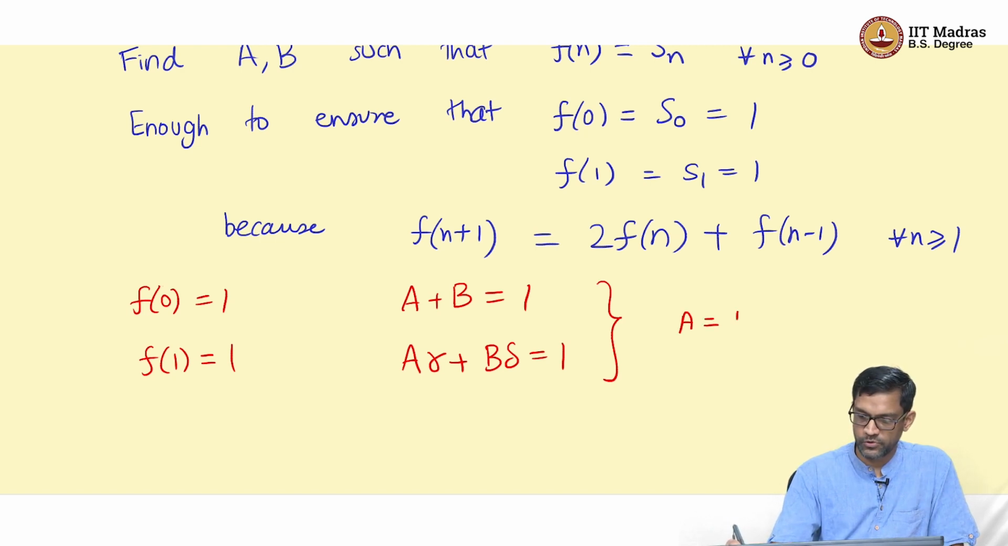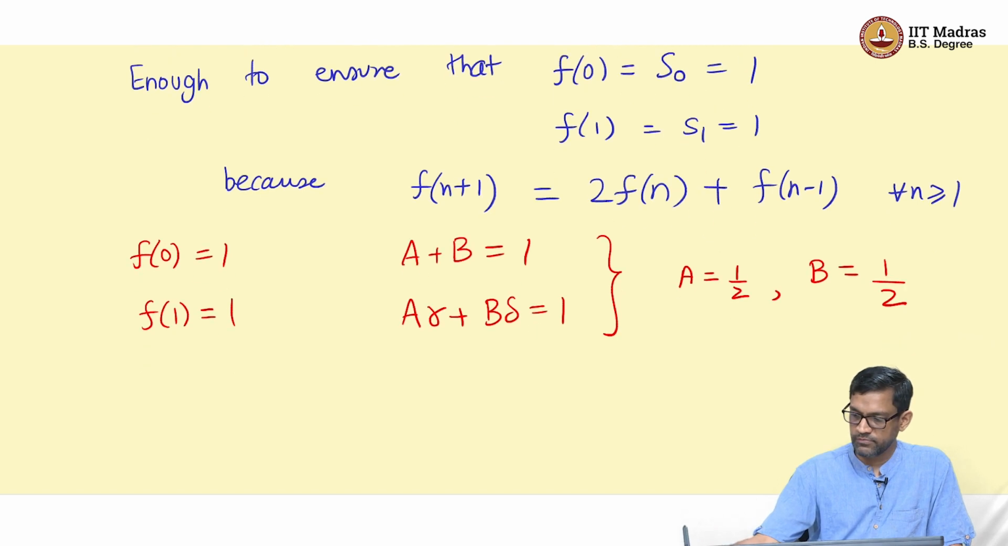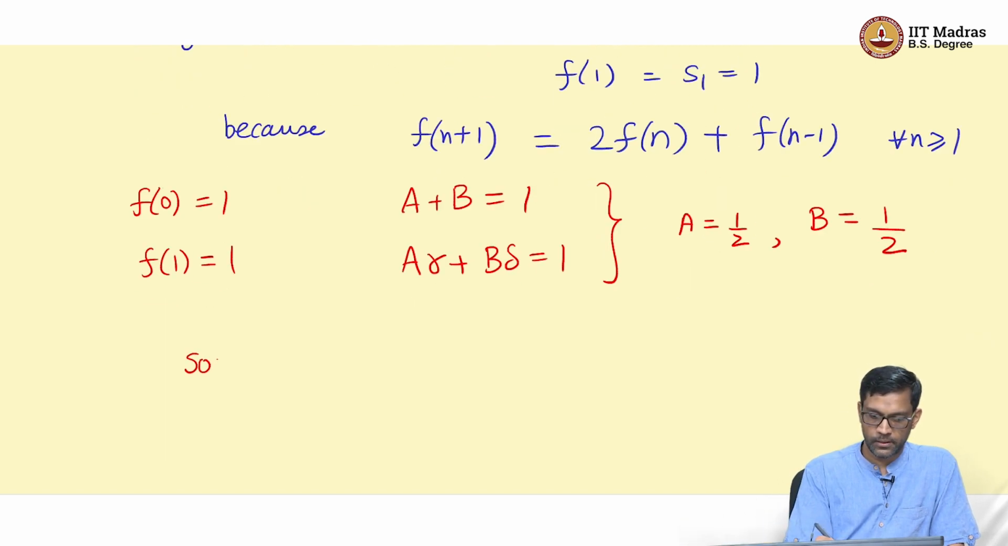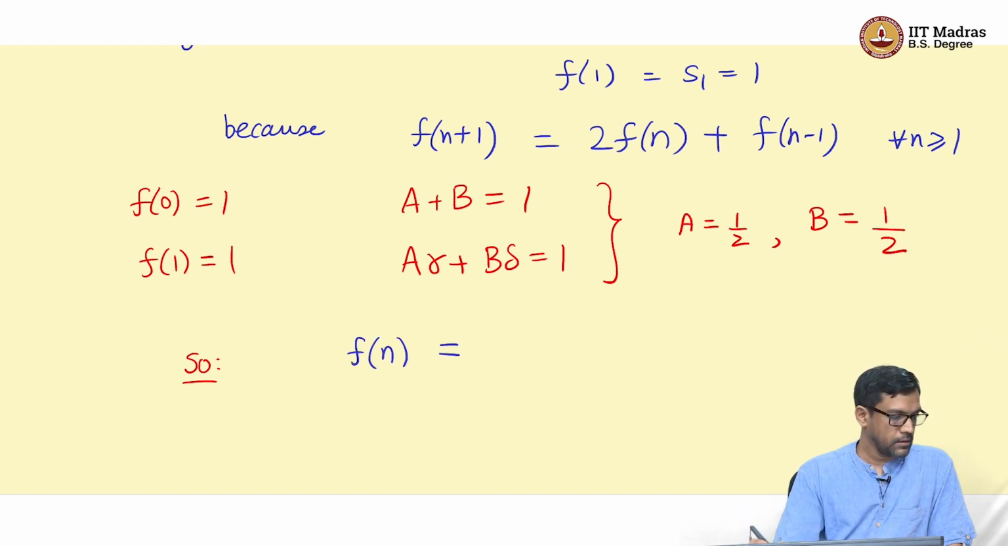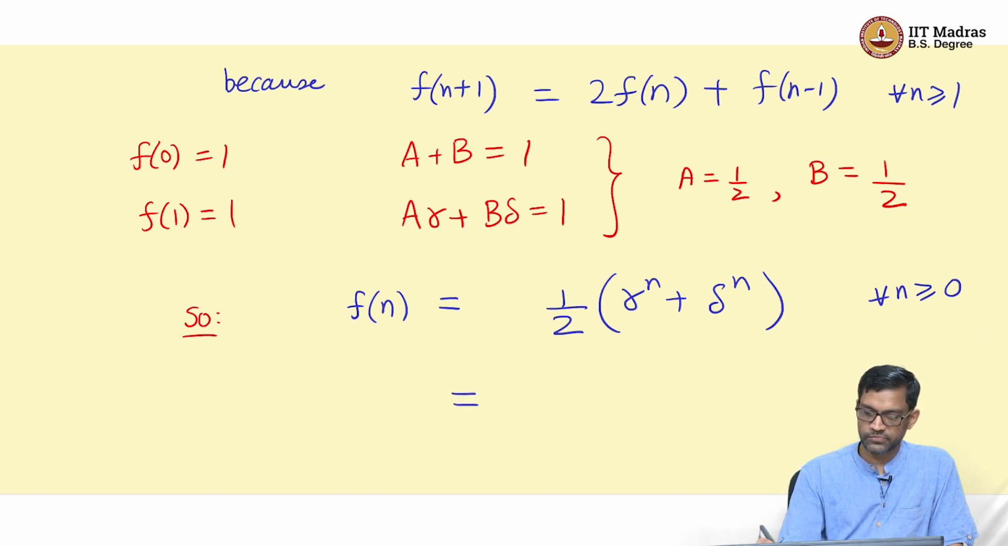So here's what we get if you do this. Please do it on your own and check that this is in fact what you get. Both a and b turn out to be half in this case. So my conclusion is the following: f of n is just given by half of gamma to the n plus delta to the n, for all n greater than or equal to 0. And of course that coincides with the given sequence Sn. So that is our final conclusion.